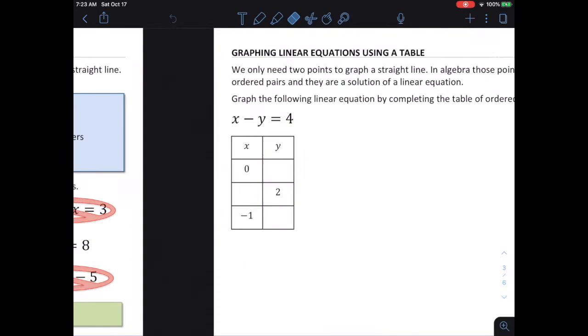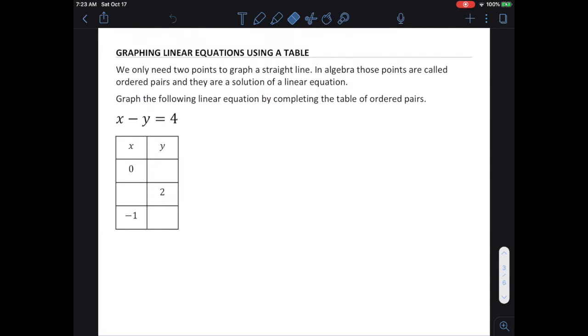Okay, so first example, we are going to be graphing linear equations using a table. In this case, we have the table for us, and we have some numbers that are already in the table. What we have to do is complete the table of ordered pairs and then use those ordered pairs to be able to graph this linear equation. So in this case, since we have x minus y equals 4, we have both x's and y's in the table because we can plug in either one and it's relatively easy to solve for the other.